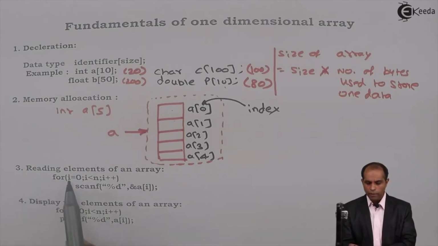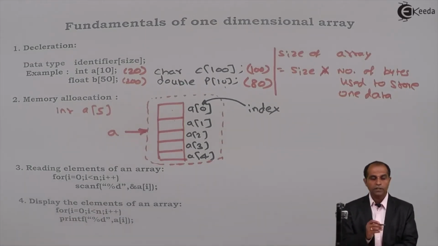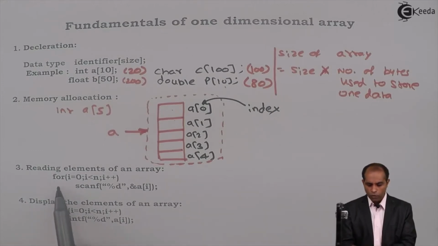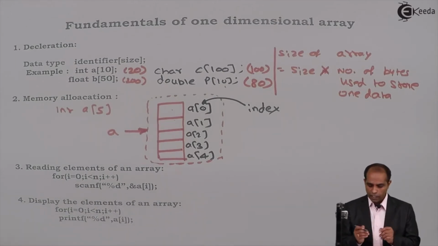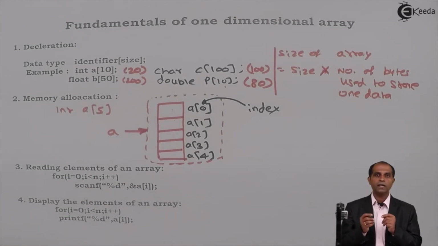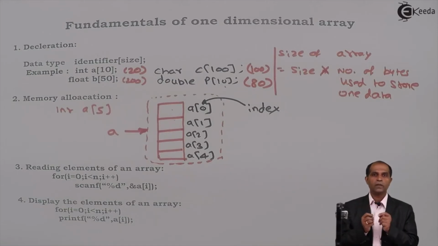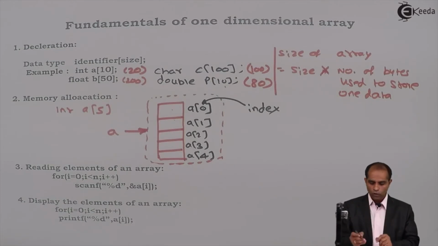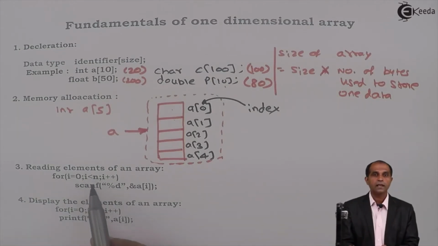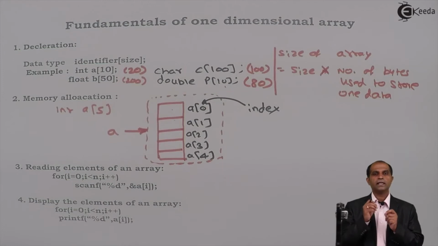How to read the elements of an array? The elements of an array can be read in this fashion. So I have written a for loop: for i equals 0, i less than n, i plus plus, scanf percentage d comma ampersand of a of i. It means that I am asking you to read these values into an array starting from 0 till n. Is it till n? No. If you observe carefully, it is written as less than n. Less than indicates that it has to go till n minus 1.